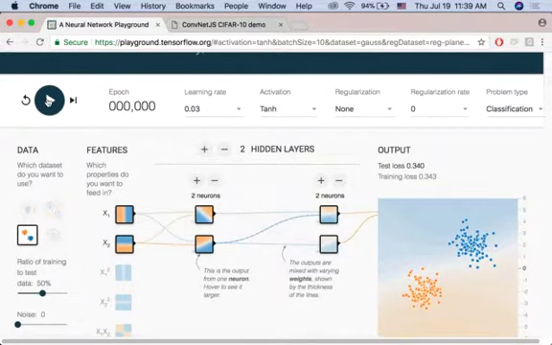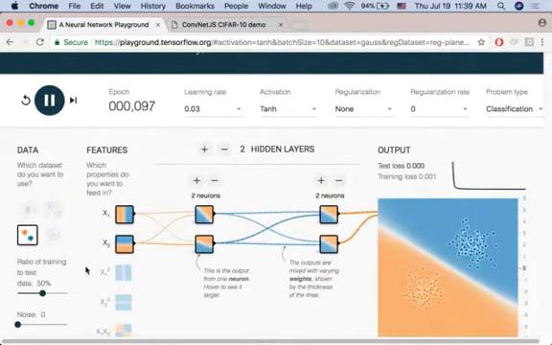Let's see. Let me run this, okay? So now learning is happening. Notice that because this was an easy data set, my training loss and my test loss came down very quickly, okay? What do I have here?